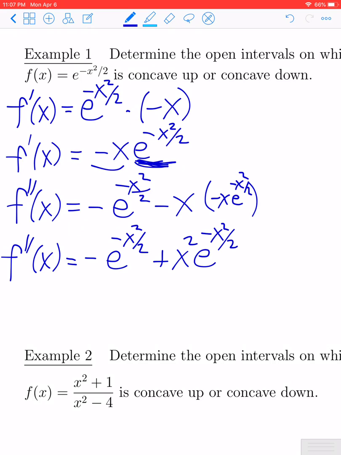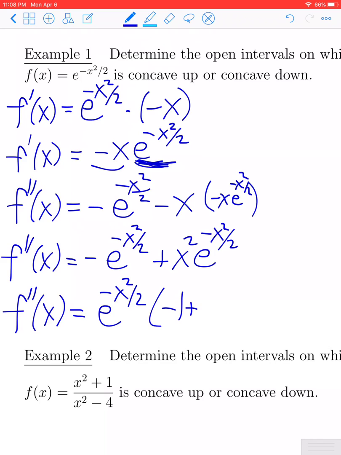Oftentimes it's going to be very convenient, especially if you have a function that's a product of an exponential times a polynomial, or maybe an exponential times a trig, to factor out that exponential, and I'm going to go ahead and do that. We can rewrite this as e to the negative x squared divided by 2 times the quantity negative 1 plus x squared.